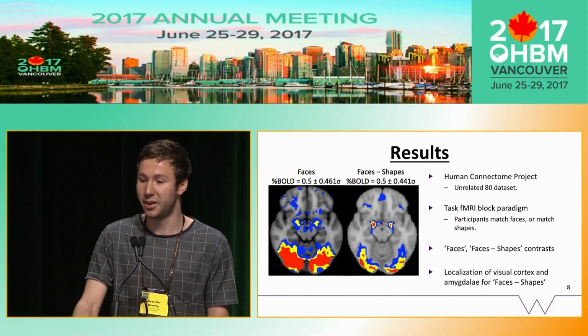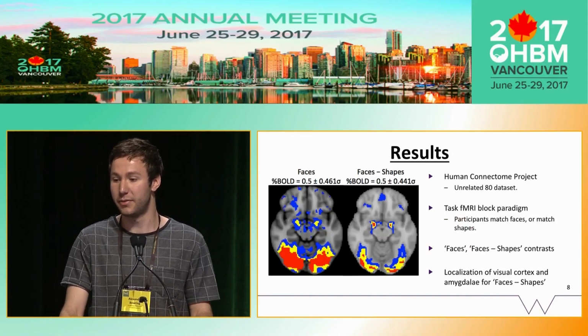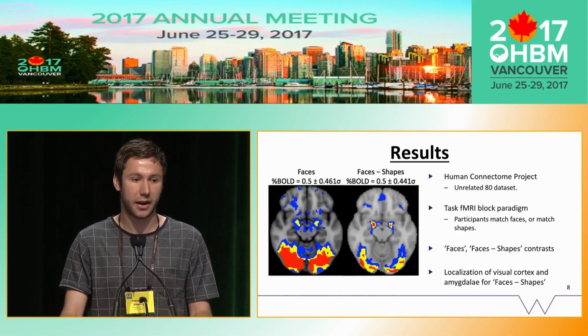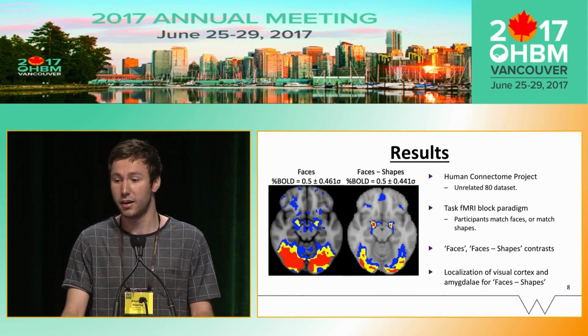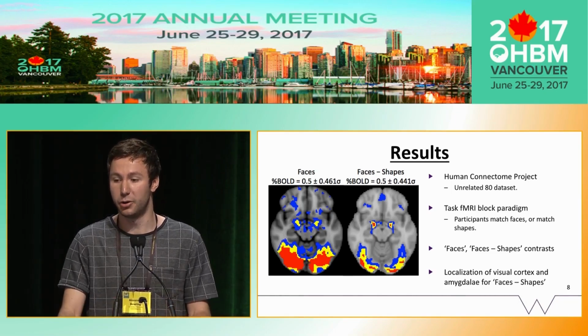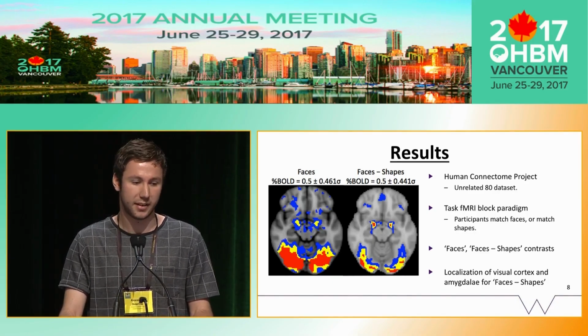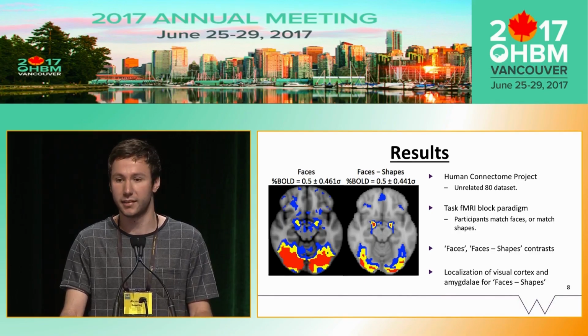I'm now going to go on and show the results we got when applying this method to Human Connectome Project data. Here we have 80 subjects, and they were involved in a task fMRI paradigm where they first had to look at scary faces and match them, and then match shapes. What I'm showing here is the method inferring where a 0.5% BOLD effect has occurred. On the left, I'm looking at the faces versus baseline contrast. And what you can see is this nice big red band in the visual cortex where we've got 95% confidence there's been greater than a 0.5% BOLD activation.